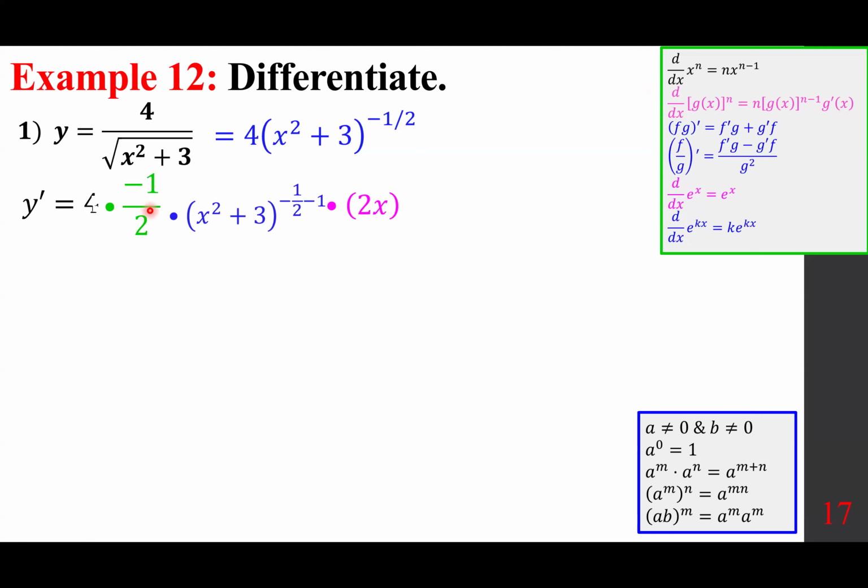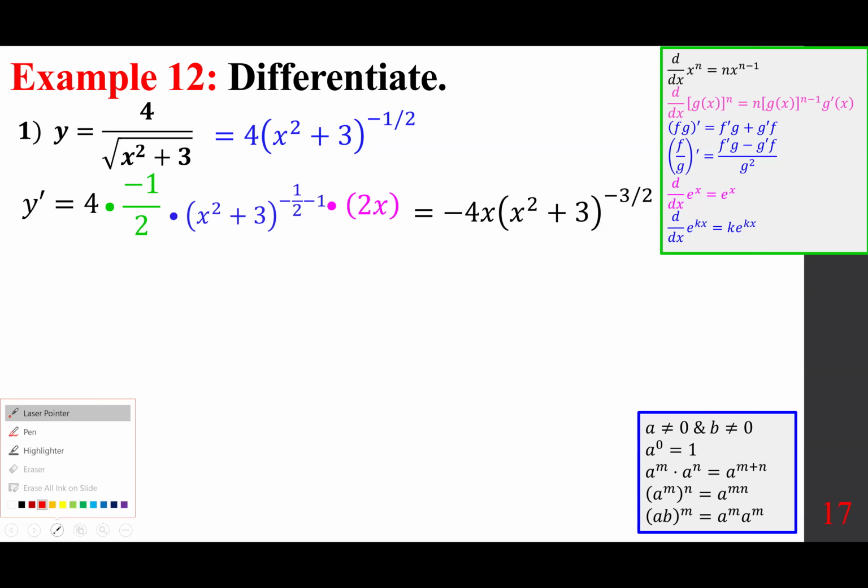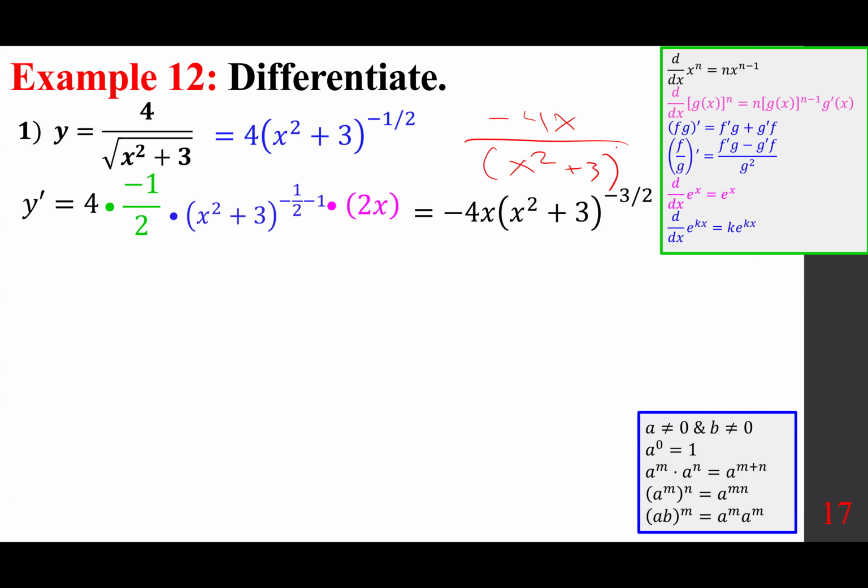So 4 and negative 1/2, negative 2 and 2x, the product is minus 4x. Of course, the exponents add up to negative 3/2. You take this one down. So you can rewrite this as follows. You can write minus 4x over x squared plus 3 to the power of 3/2, and that's fine. Or just write it in a square root format.